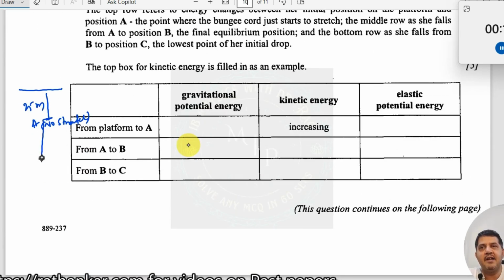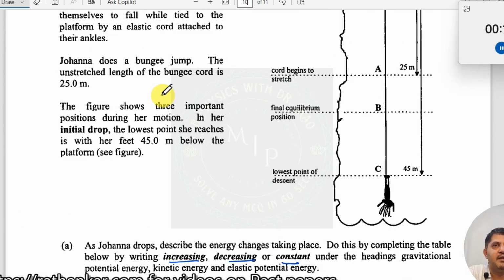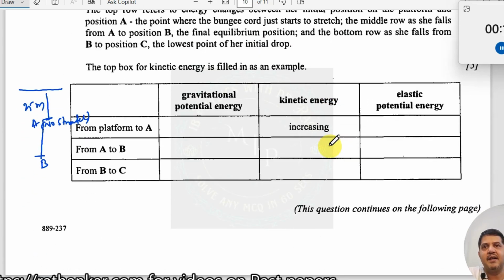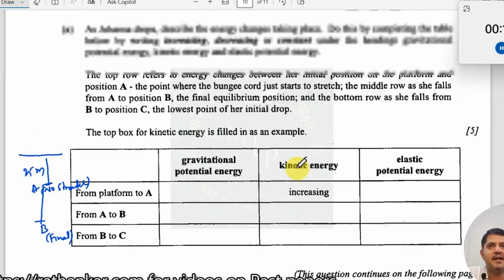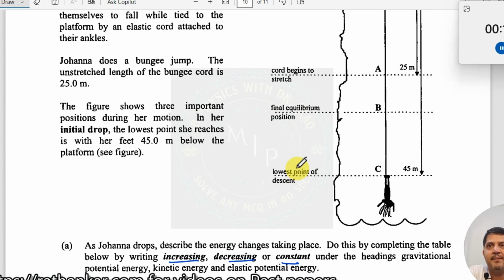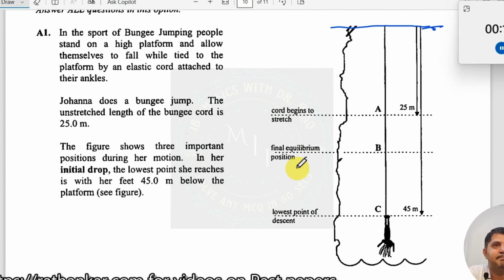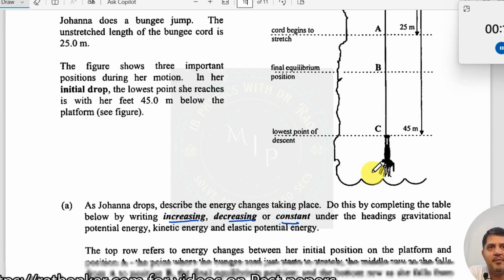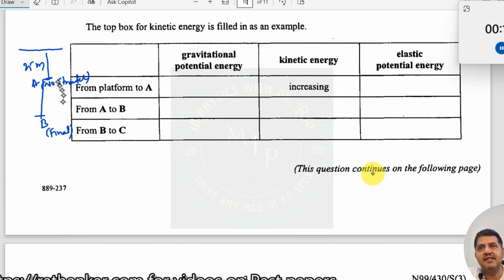And from point A to point B, what is happening there? The final equilibrium position is at point B. This is at some height that is not given. This is 45 meters given. Final equilibrium position, which means there is a stretching being seen, some value of x. We do not know what this is.